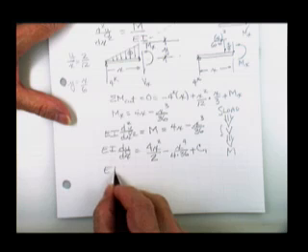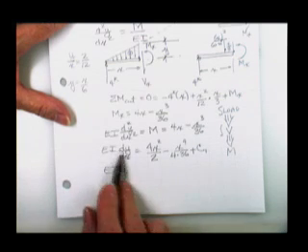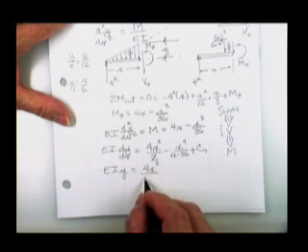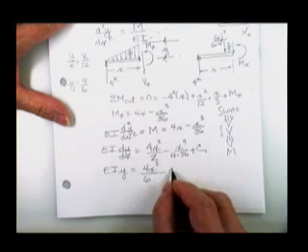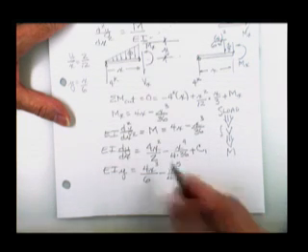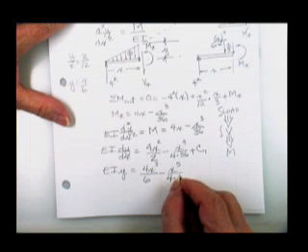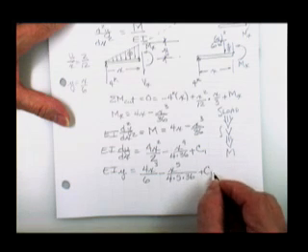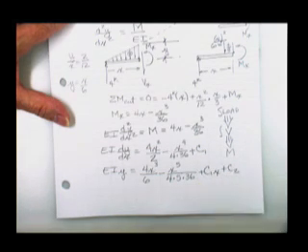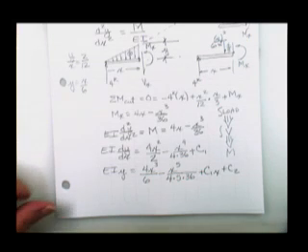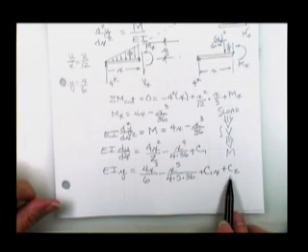And you have EI times y is equal to 4x cubed over 2 times 3 is 6 minus x to the 5th over 4 times 5 times 36 plus C1x plus C2. Okay? Now we're in good shape. We have good equations. The only problem is we don't know the magnitude of these C1s and C2s.